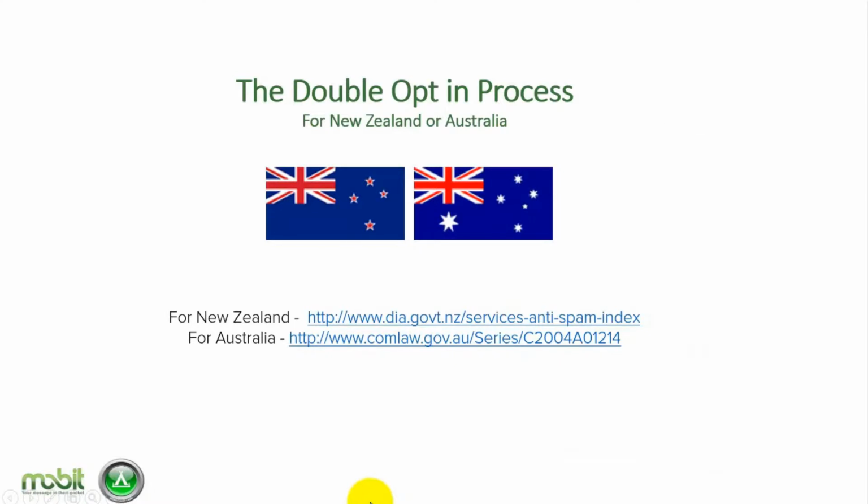Let's now have a look at the double opt-in process as pertaining to New Zealand and Australian users, which is quite different. We're a little bit more relaxed in New Zealand and Australia around our mobile laws. That said, we still don't tolerate spam to the mobile device. For more information about our laws in New Zealand and Australia, you can click on those links there and read up a little bit more about them.